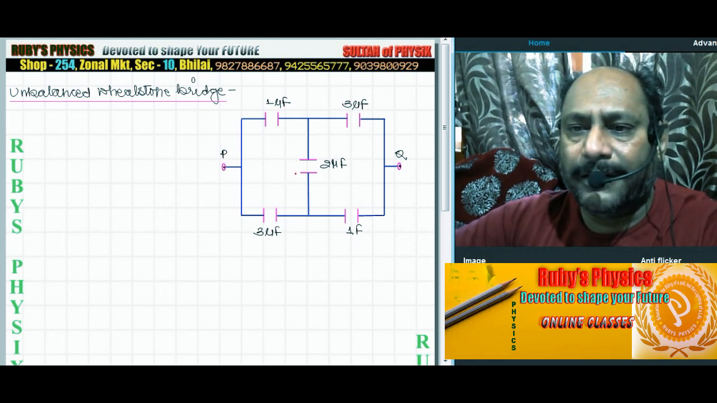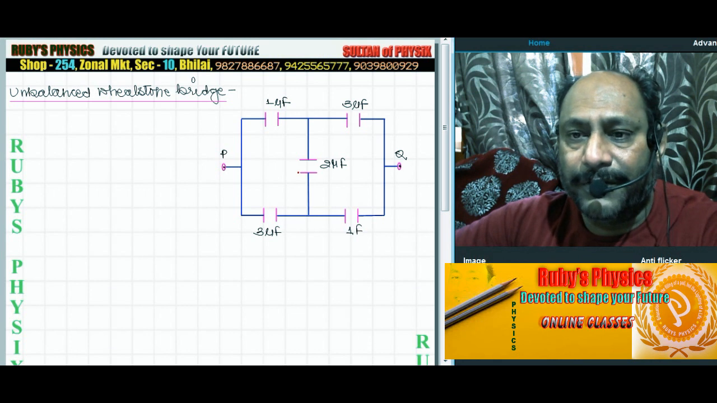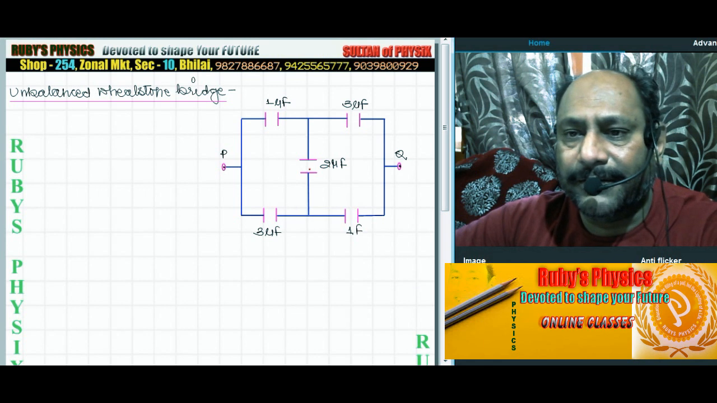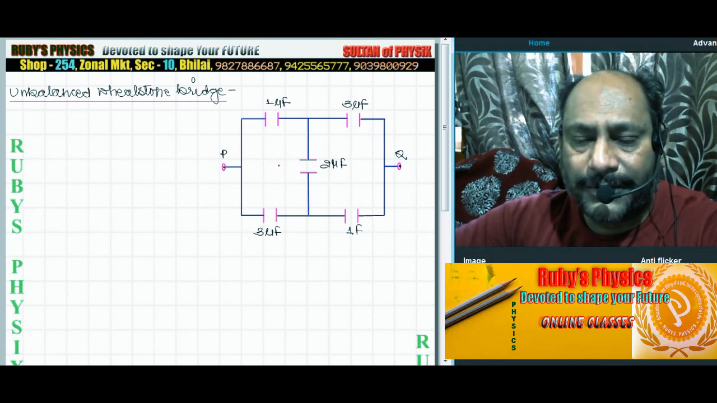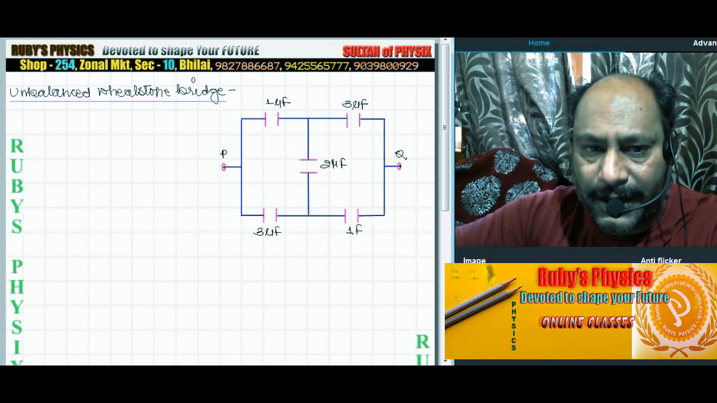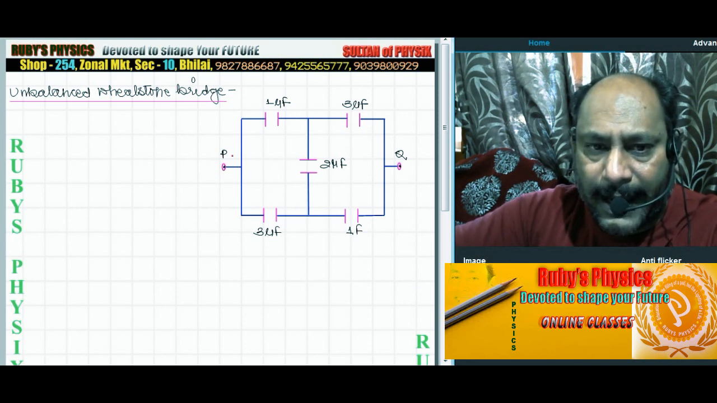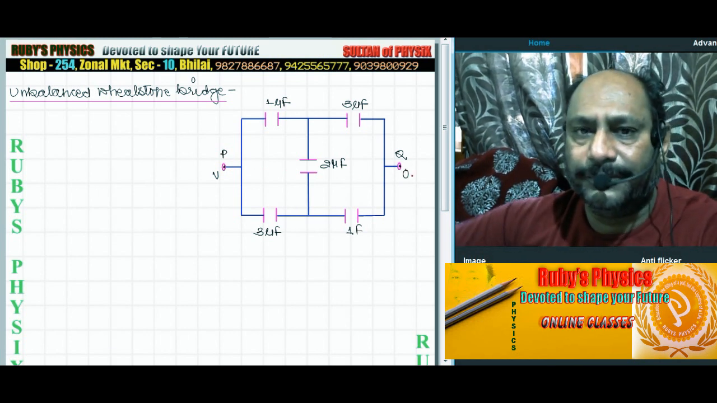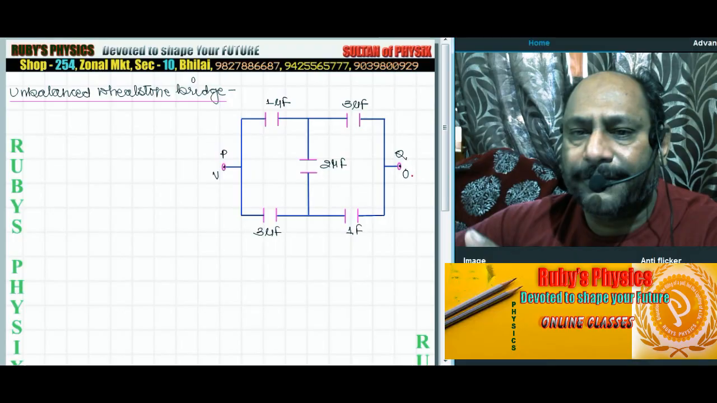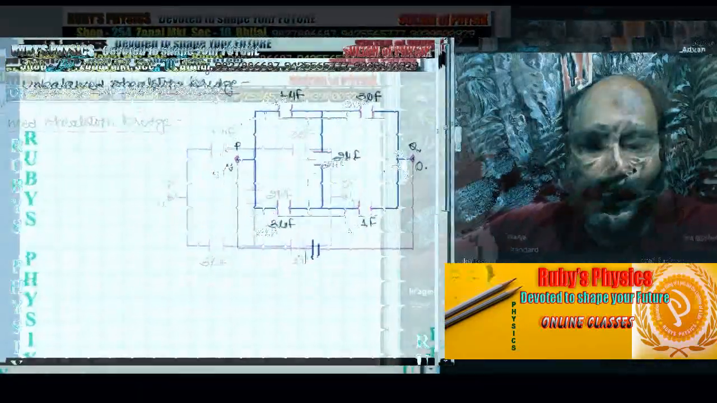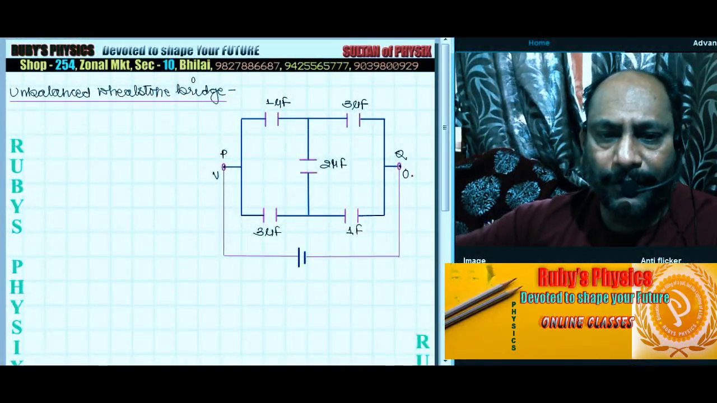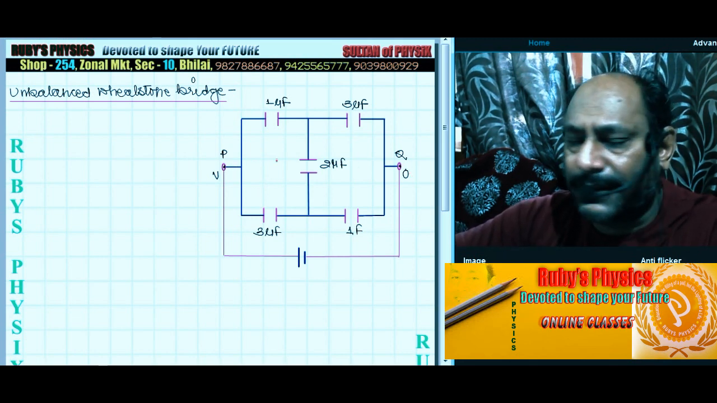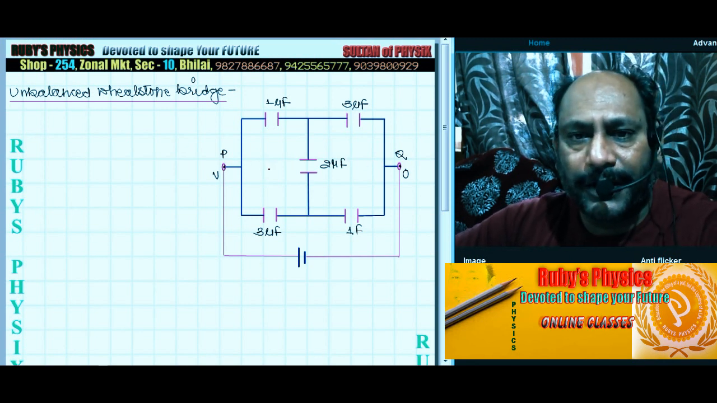You see, there may be different kinds of methods, but we will study the method by which any circuit of this kind we can solve. For this, let me take the potential of point P as V and the potential of point Q as 0. It is my assumption. It means that I have connected a cell, and the two terminal voltages are shown. It is V, it is 0. So the potential difference across this combination is V minus 0, that is V.